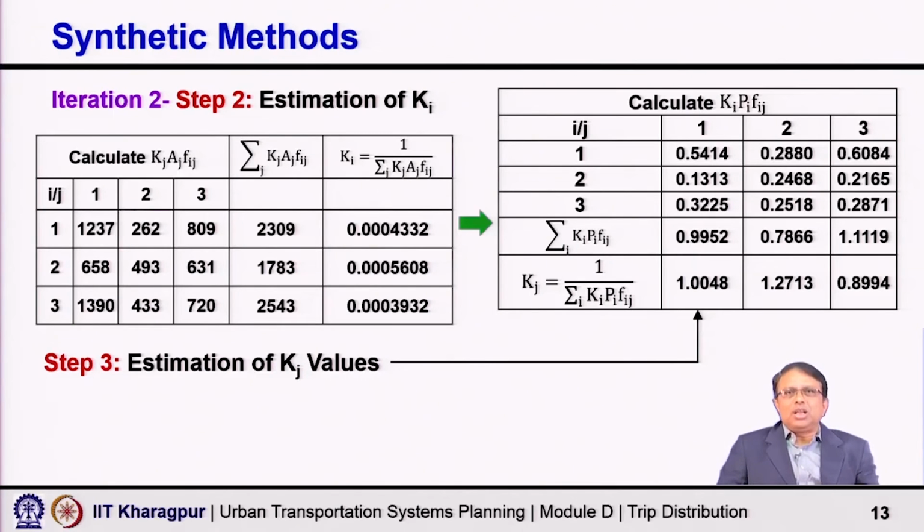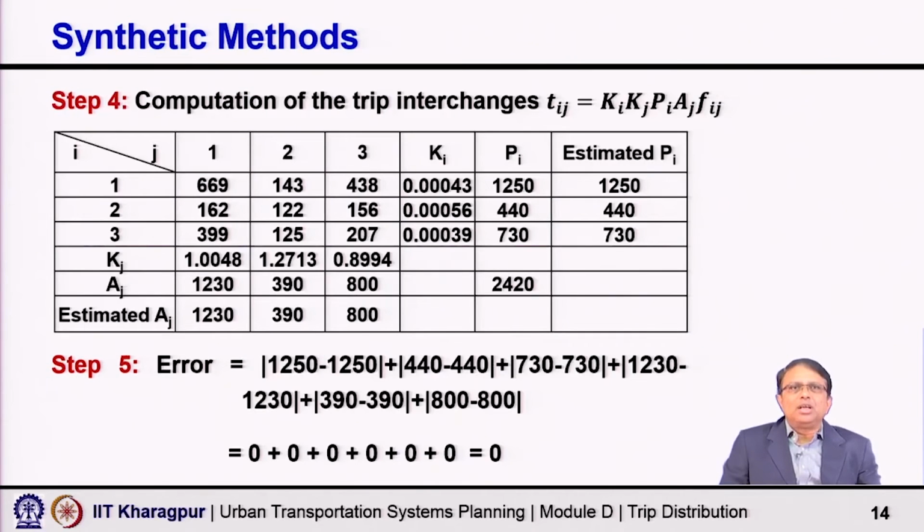So, here we are again going for iteration 2 and going back to step 2. With that last set of Kj whatever we got, now we are calculating Ki, and then on the right side, with those Ki values, I have shown a table where we are calculating the Kj values. So, steps 2 and 3 are repeated. Then we are again doing the matrix and now it is matching, right. So, it is a small example.